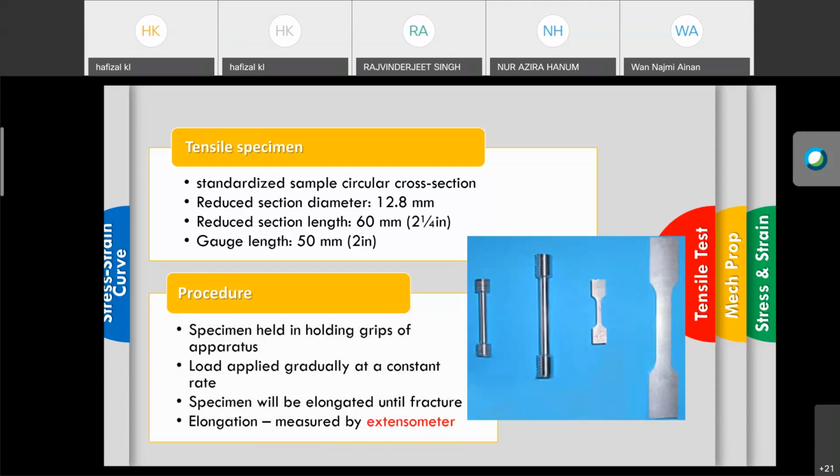There is a machine program with which we can increase the load or the force according to the time given. So we introduce a gradual, constant load according to the time. This constant rate is basically the external force given in a small amount of time. So the specimen will be elongated until it breaks. We can see the deformation at the center of this sample or specimen, and we measure it with the extensometer.